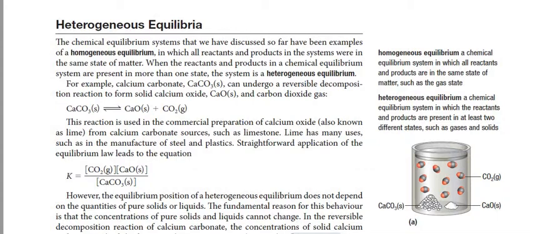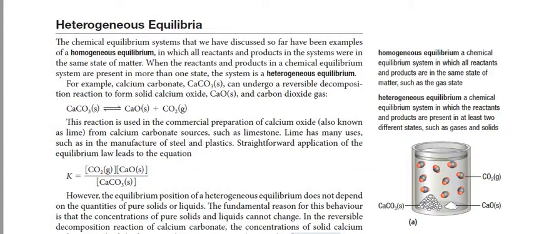In homogeneous, all reactants and products in the system were in the same state of matter. For example, all reactants and products are aqueous solution. But in heterogeneous, they are not in the same phase, or they are not in the same state of matter. We might have solid and gas, or solid and liquid, solid and aqueous solution. So in this kind of examples, we call it heterogeneous equilibria or heterogeneous reactions.